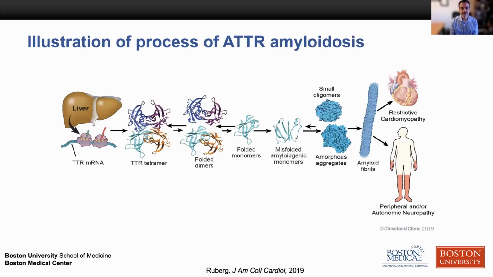In ATTR amyloidosis, and we're going to focus on ATTR because that's the disease that disproportionately afflicts communities of color, the disease results from a protein called TTR or prealbumin that is synthesized by the liver and released into the circulation. It exists as a tetramer, and then through conditions that we'll speak about in a few moments, dissociates, misfolds, and collects in the heart as amyloid fibrils causing restrictive cardiomyopathy, and also in the nerves causing a length-dependent sensory and autonomic polyneuropathy.